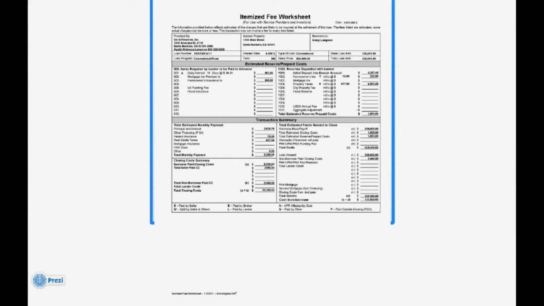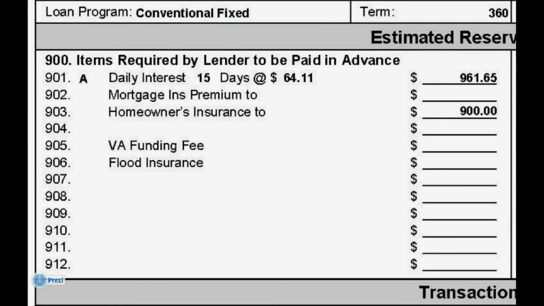The estimated reserve and prepaid costs section outlines costs that may be required to be paid at closing. These are items that are recurring in ownership, such as property taxes, interest on your loan, homeowner's insurance, and mortgage insurance, if applicable. Starting on the right side, you will see line 901 indicates interest. Interest is paid from the funding date to the end of the month. Interest on your loan is always paid in arrears.